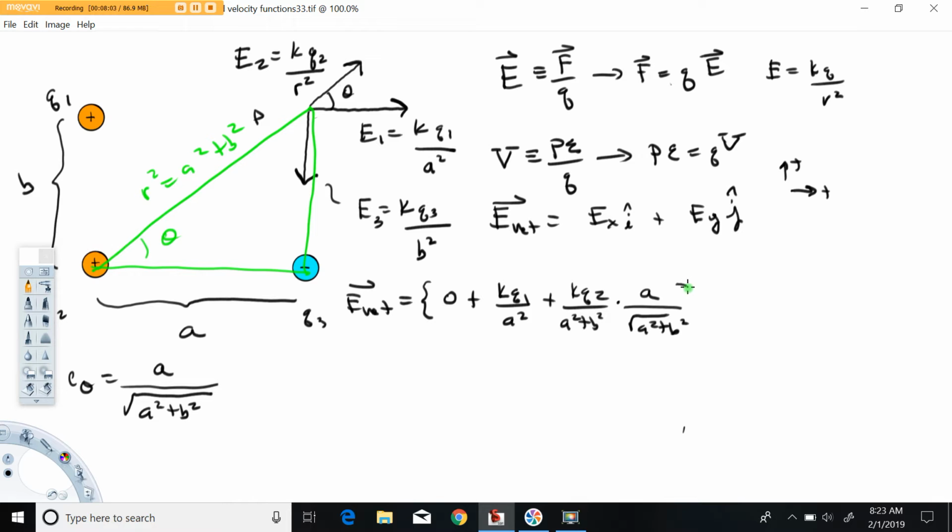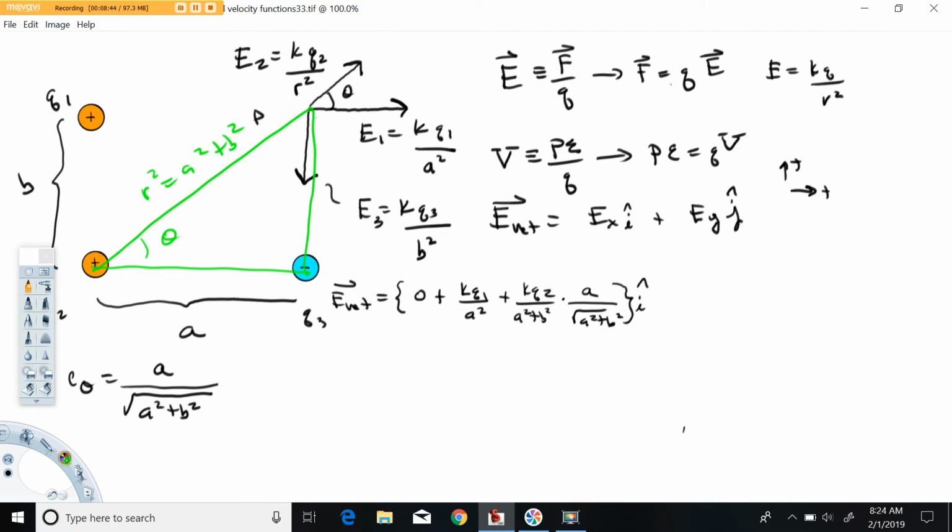All right, so there's an expression that represents the net x component of the electric field. 0 for this guy's x component, kq1 over a squared for this guy's x component, and kq2 over r squared, which is equal to a squared plus b squared, times cosine theta, which is equal to a over the square root of a squared plus b squared. These are all positive because they all point to the right. So I'll put i. I'm not sure I'm going to get this all in one line. I'm going to try, but I'm going to need a little more room.